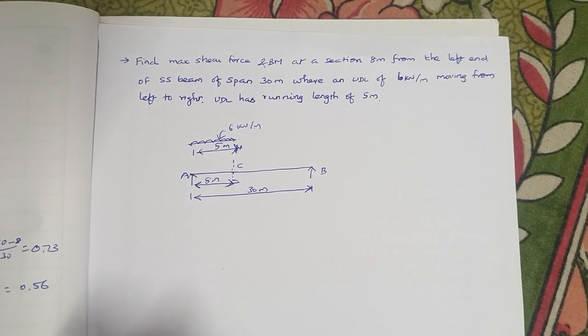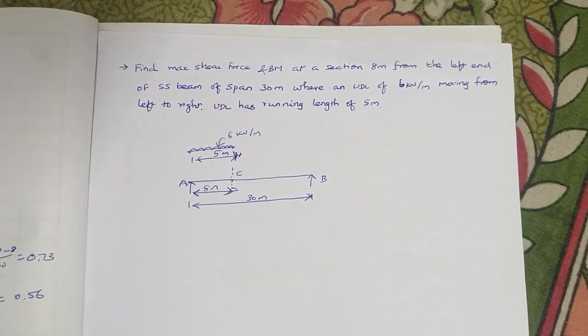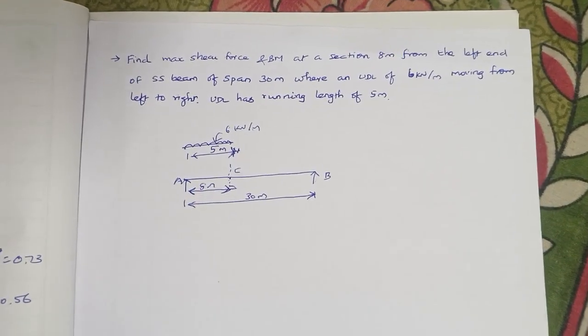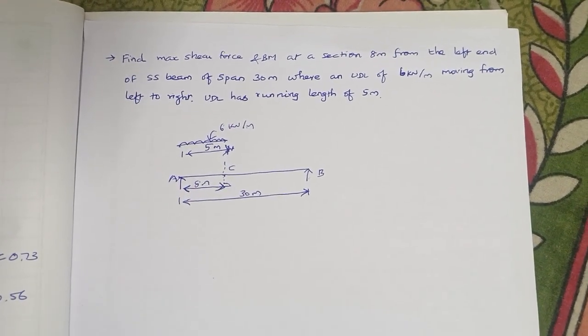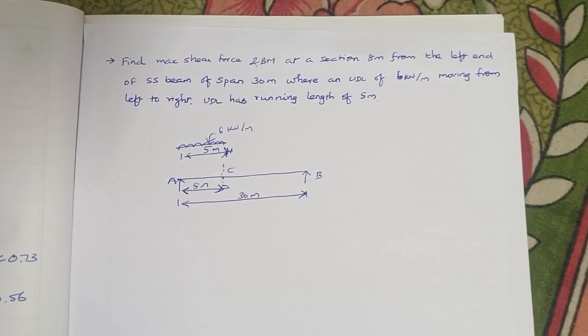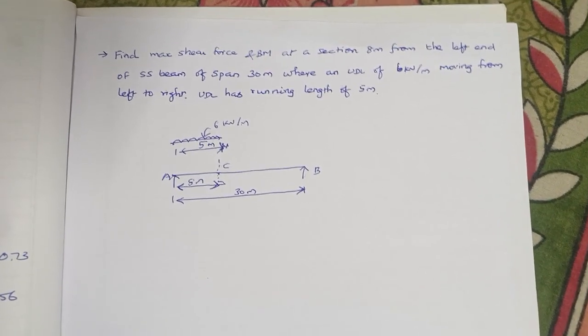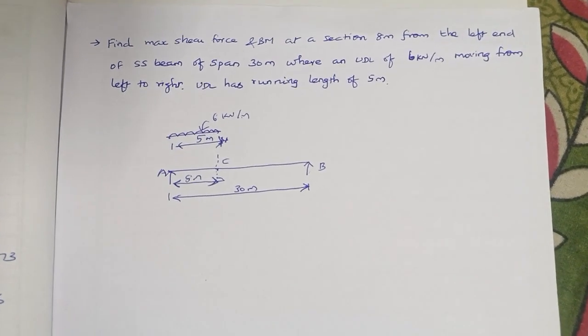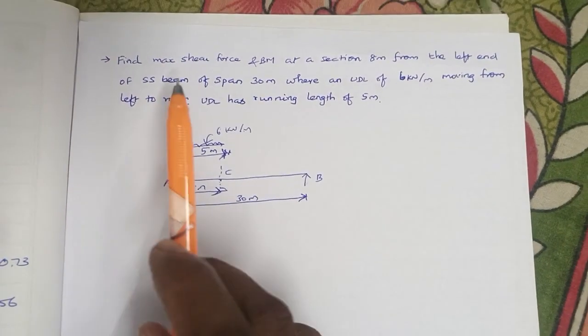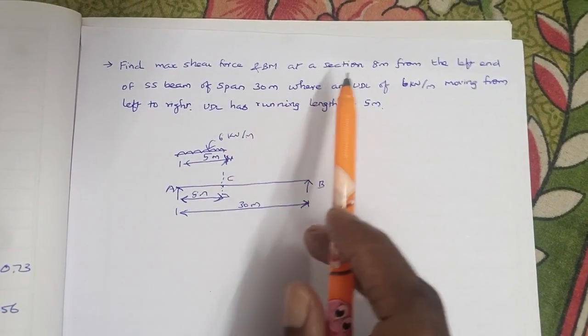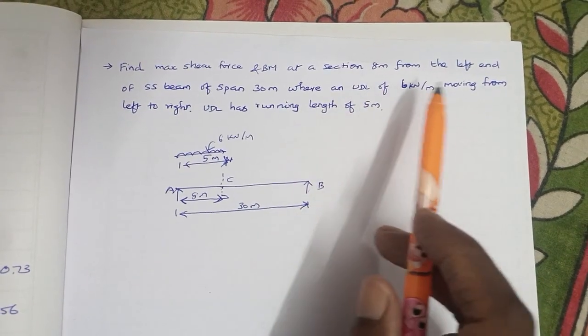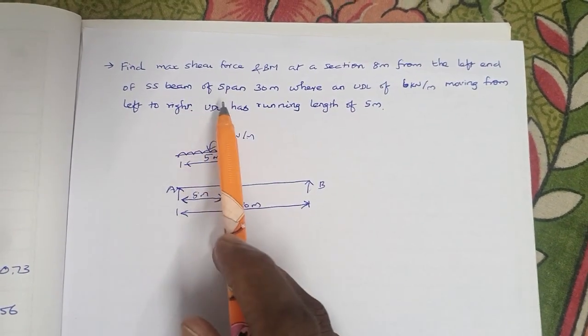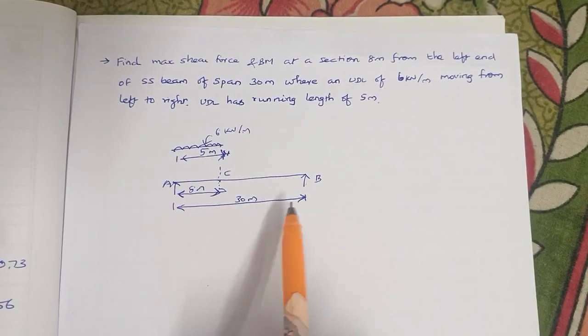Hello everyone, in this session we are going to see how to draw an influence line diagram and find the maximum shear force and bending moment at a particular section due to a UDL moving load. In this problem, we have to find the maximum shear force and bending moment at a section which is 8 meters from the left end of a simply supported beam which has a 30-meter span.